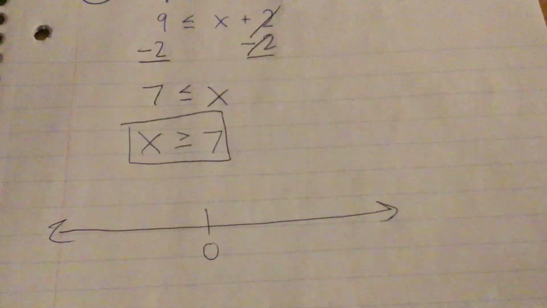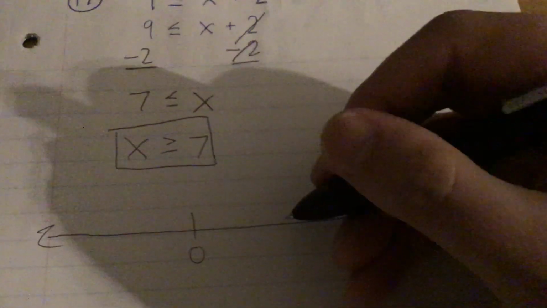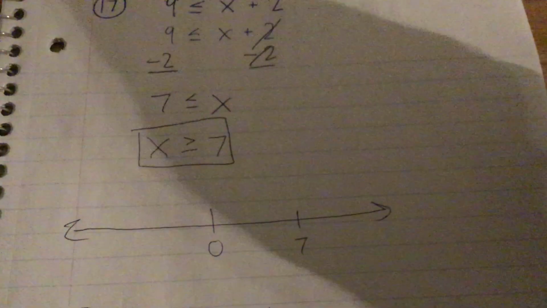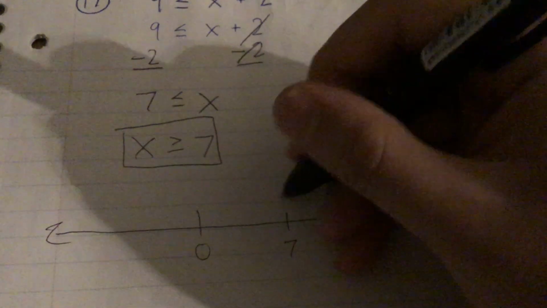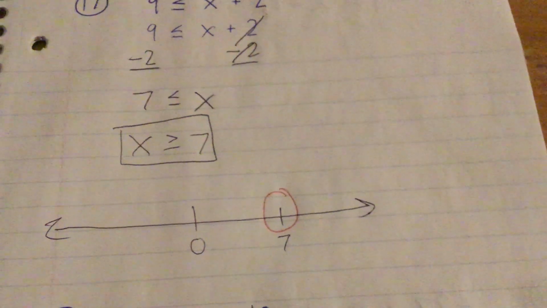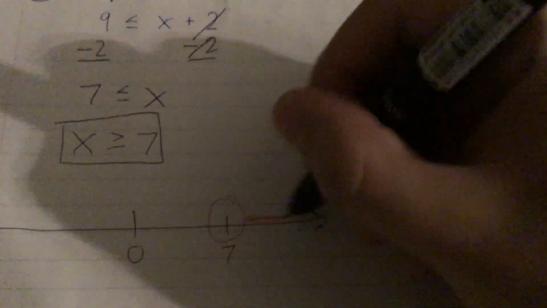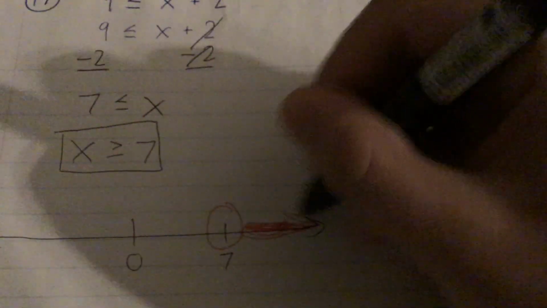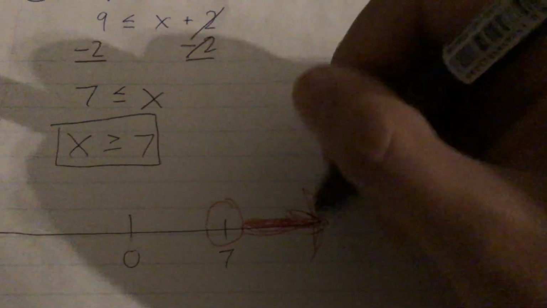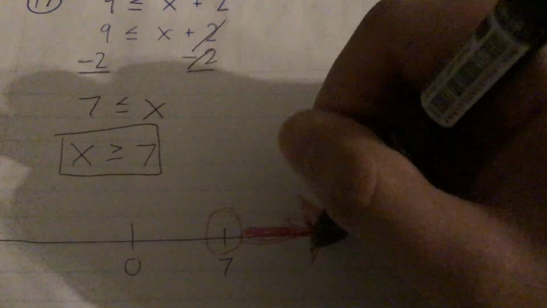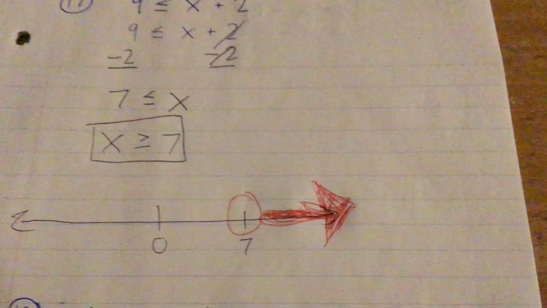There's 0 in the middle. 7 is to the right of 0. Put a big old circle on the 7. And all numbers bigger than 7 get shaded to the right with a big arrow at the end of the number line to show that it's going to infinity and beyond.